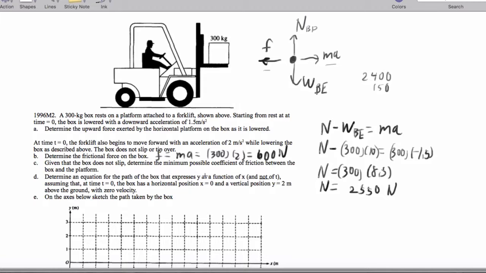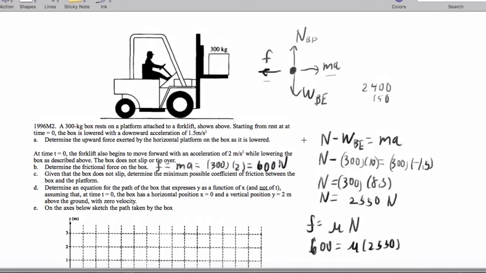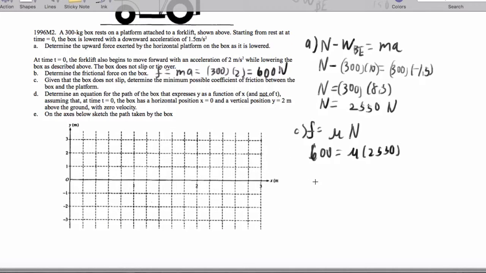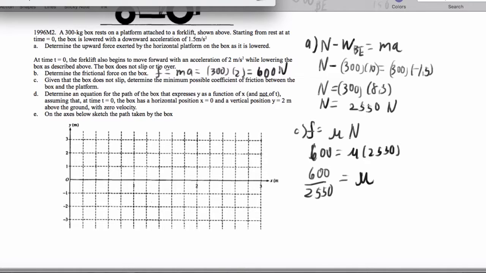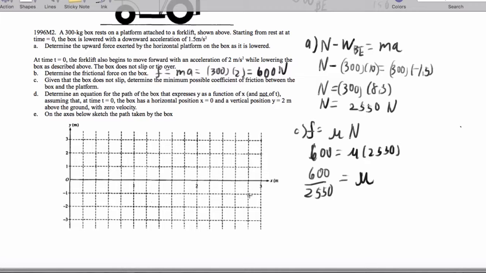Now it says, given that the box does not slip, determine the minimum possible coefficient of friction between the box and the platform. There we're going to use friction is mu times n. So we have 600 is mu times 2550. So I'll actually call this part A. This is part B. Now we're working on part C. And so here we say that 600 divided by 2,550 is mu. And when we actually solve for that, we end up getting 0.24 for our coefficient.